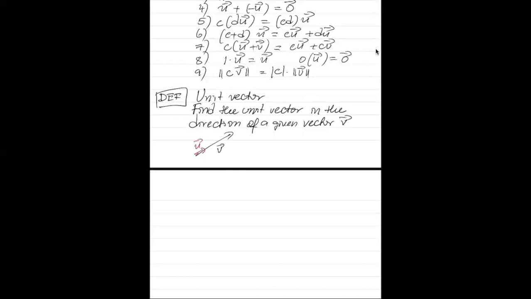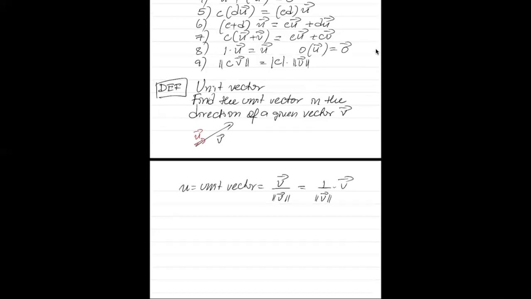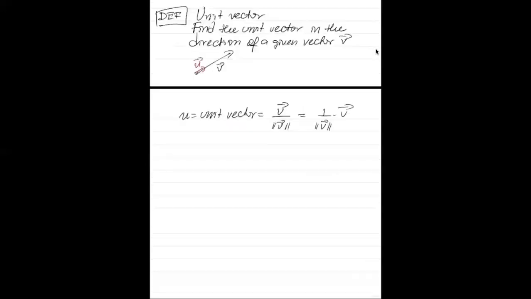Okay, so what we do to find this unit vector, we divide our given vector v by its magnitude. And there's another way we can write it down. We can separate this 1 over magnitude of v, which is a number, and multiply it by vector v. So it's a scalar multiplication, number times a vector. So note that the unit vector u has a magnitude of 1, and it's in the same direction as the given vector v. So let's have an example to see how that works.